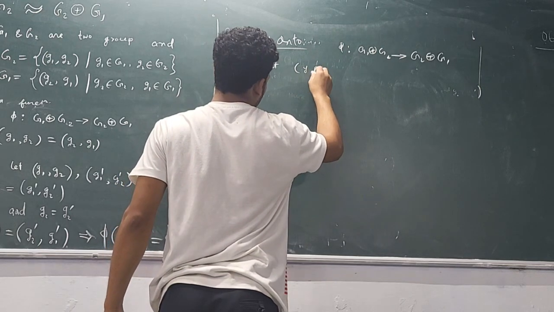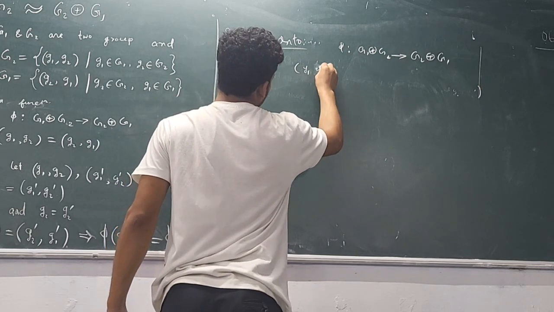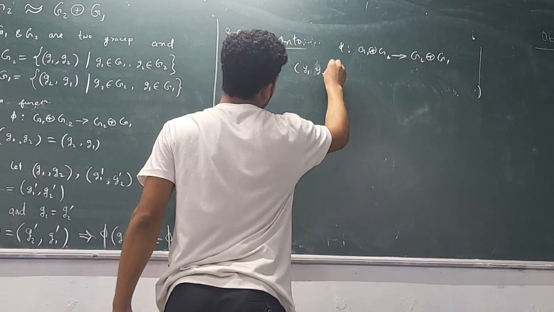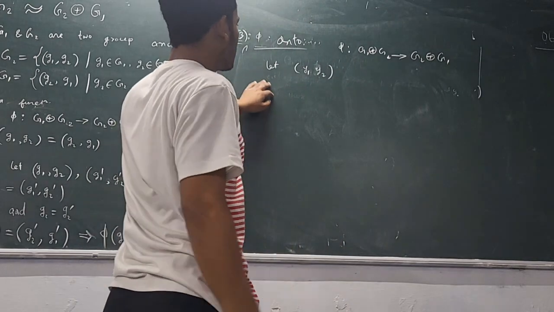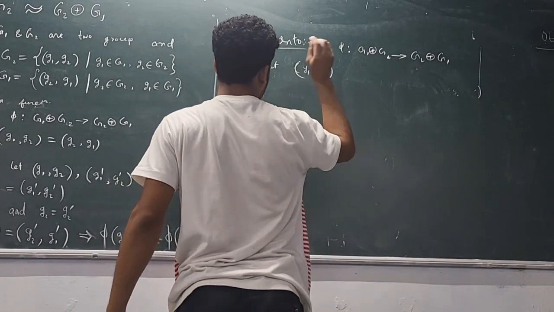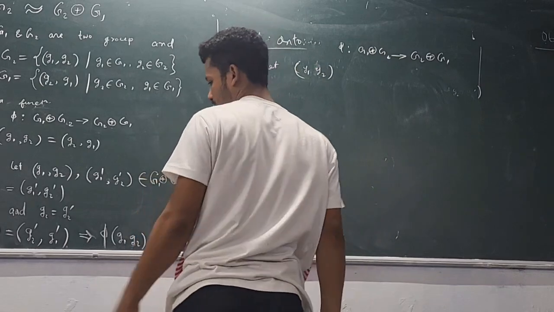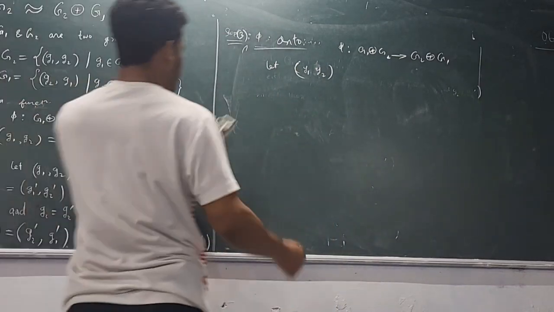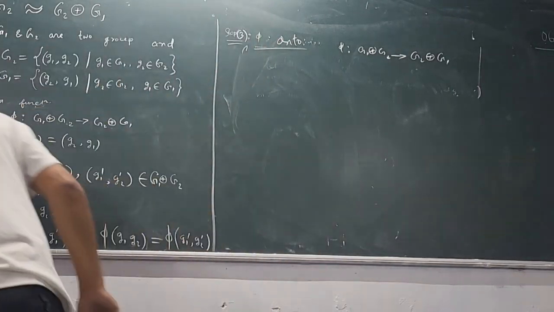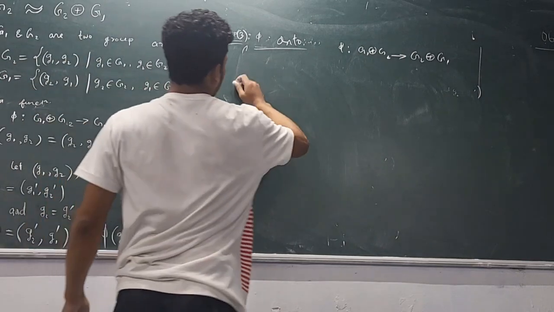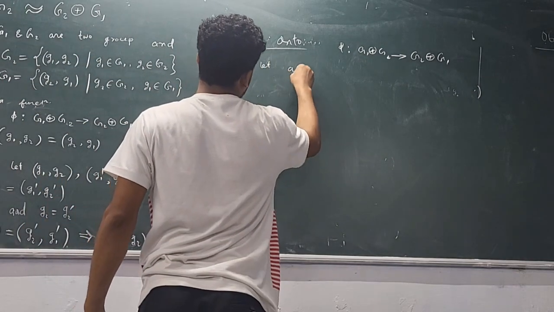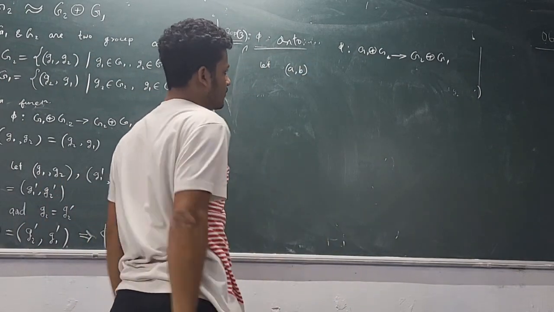y, okay, y1, y2. Let y1 comma y2, you can take A B, anything you can take. Okay, so let A comma B be an element.